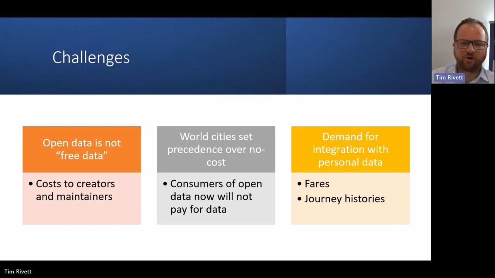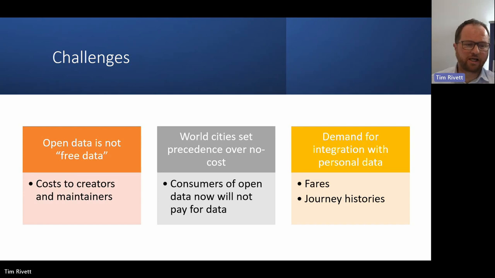People are increasingly wanting more demand-based stuff. What are journey histories? What's the demand for travel from A to B to help identify commercial opportunities? That's pushing on personal data if you're not careful, and so needs some careful thought. But things like fares, how much does it cost from A to B? That's becoming available through Bus Open Data Service for those of you that are watching what's going on with that. You know, travel patterns and things like that is probably the next set of conversations that's going to be had.